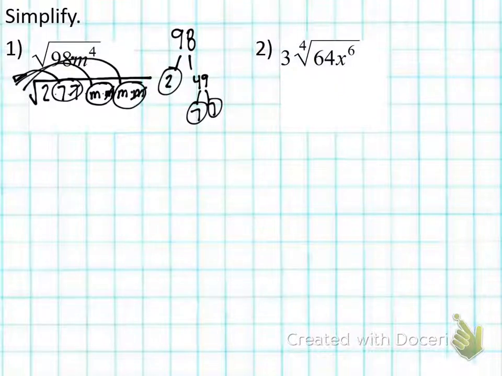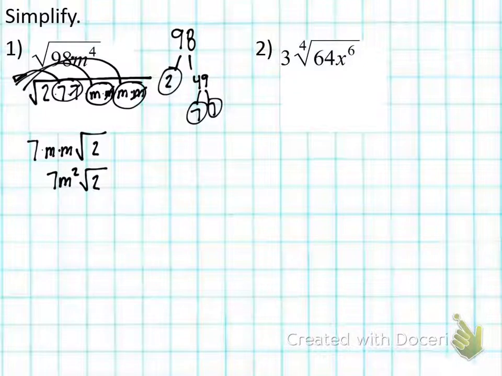So the only people that made it out of this square root sign were the 7 times the m times the m. And we still have the square root sign. The 2 didn't make it out. It didn't have anyone to pair up with. Simplify, we got 7m squared, all to the second, or times rad 2, okay? So that's number 1.